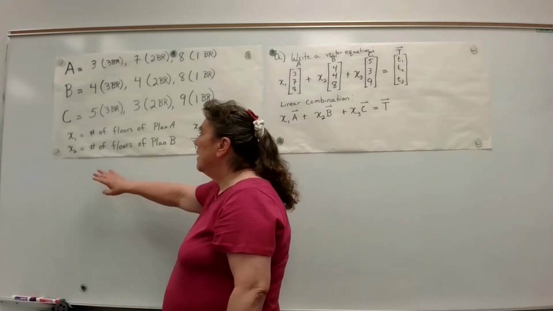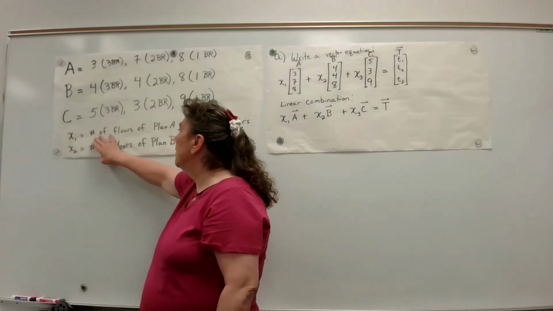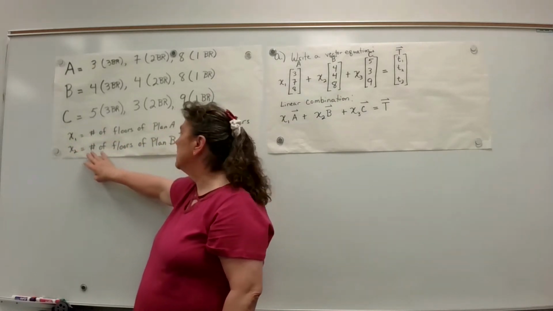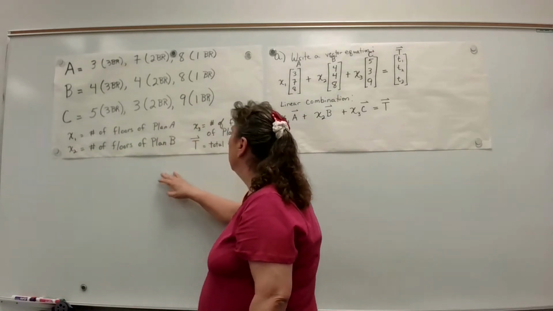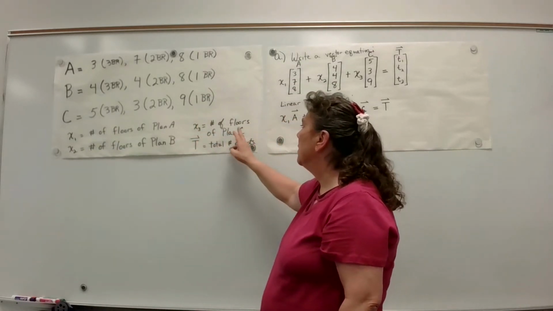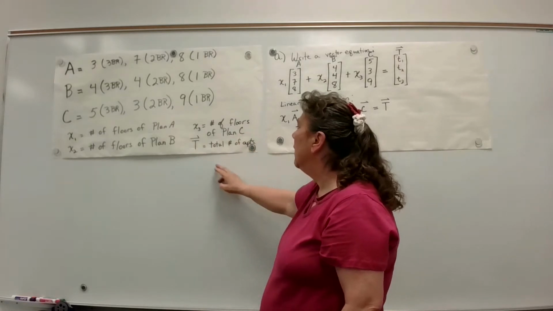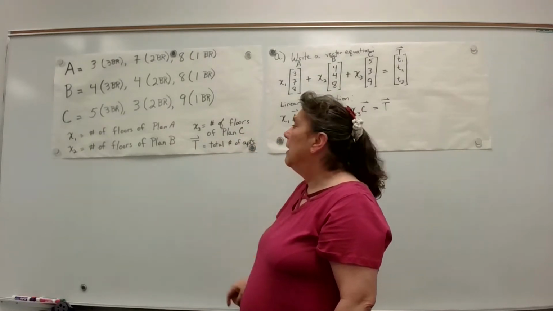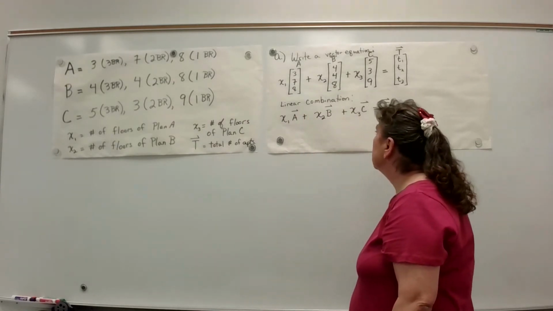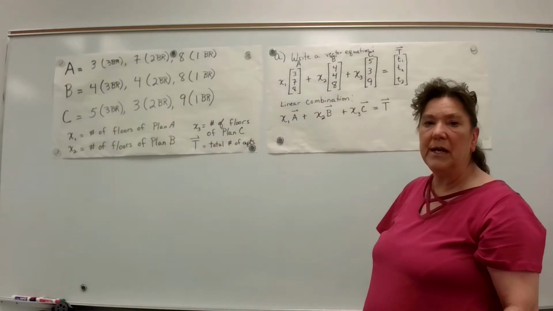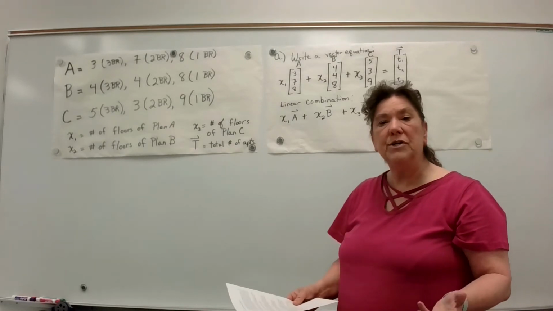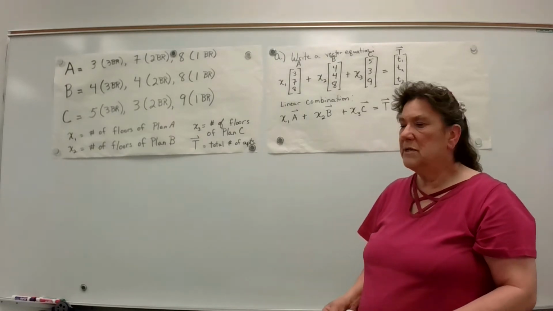Then x sub 1 represents the number of floors of Plan A, x sub 2 represents the number of floors of Plan B, and x sub 3 represents the number of floors of Plan C, and vector T is the total number of apartments, which will be expressed as T1, T2, and T3. So there's your basic information that we're going to use as we work our way through this problem.